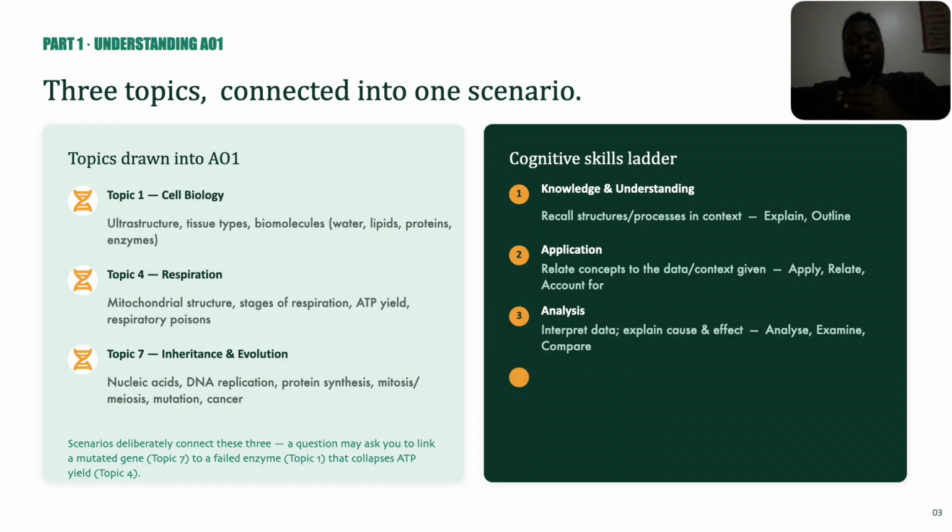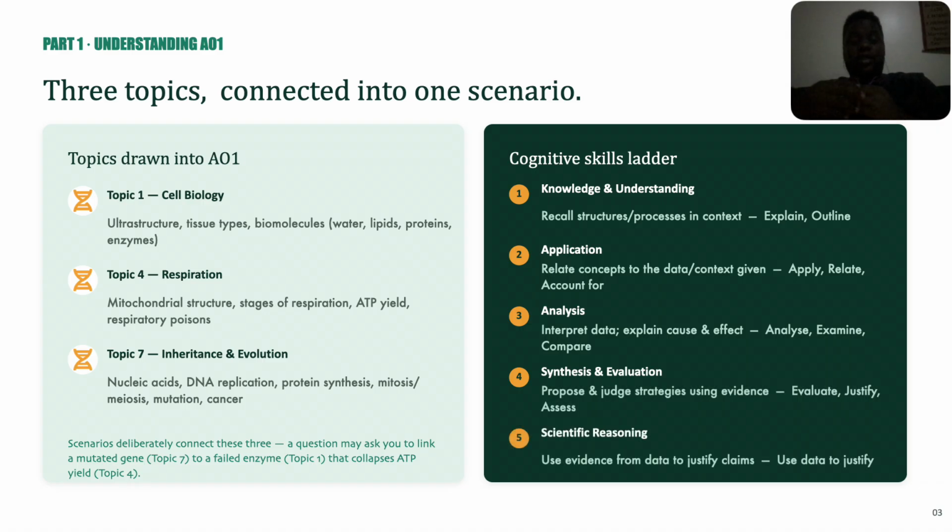And finally, you are going to be required to do two things: synthesis and evaluation, and scientific reasoning. Under synthesis and evaluation, you are going to be requested to propose strategies using evidences. For example, for people who have cancer, can you propose management strategies? For people who have been exposed to carbon monoxide poisoning, can you suggest strategies? Now, in most cases, in the scenario, they will give you a certain strategy, and your job will be to weigh that strategy and justify whether it is the right strategy.